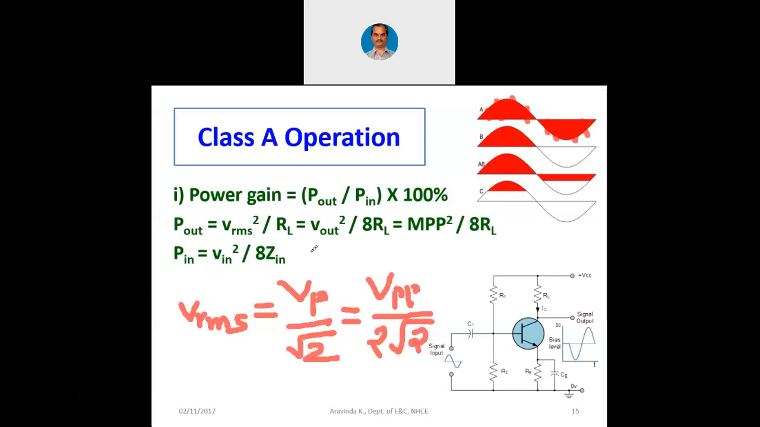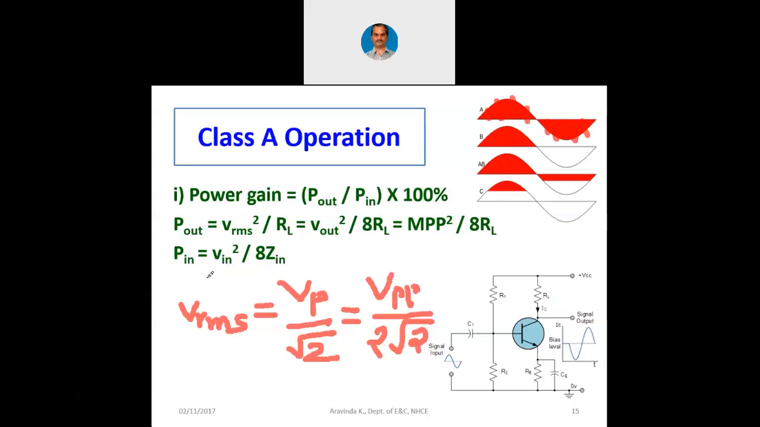V out is what actually in our case? We can consider the maximum peak to peak output which is possible through the load line. We have seen already the AC load line. So instead of V out, we can directly write MPP, the maximum peak to peak value, whole squared divided by 8 RL. This is the output power in the case of faithful amplification.